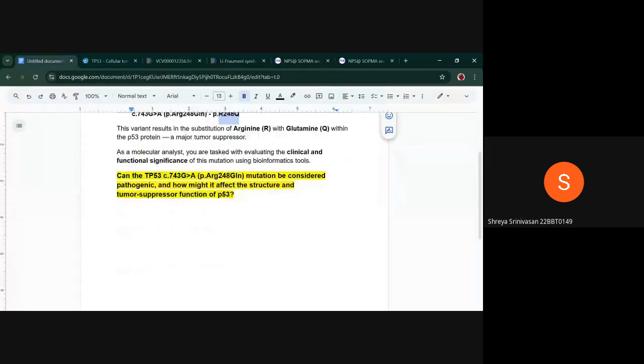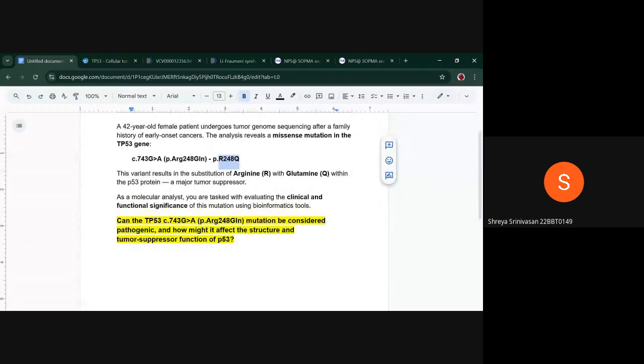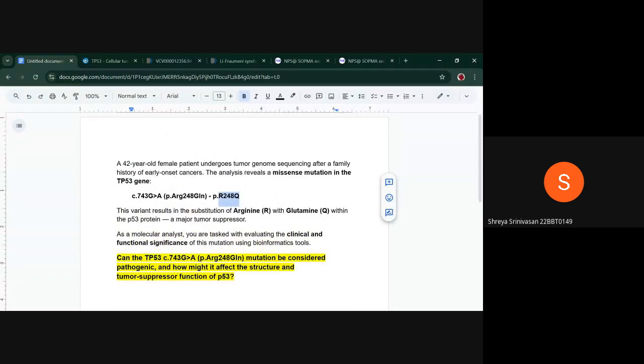So that's the end of this activity. We can conclude here that yes, it is considered pathogenic. The structure may not significantly change in P53, but its effects and its function will be vastly affected by this particular mutation. Okay, are we clear on this, guys?